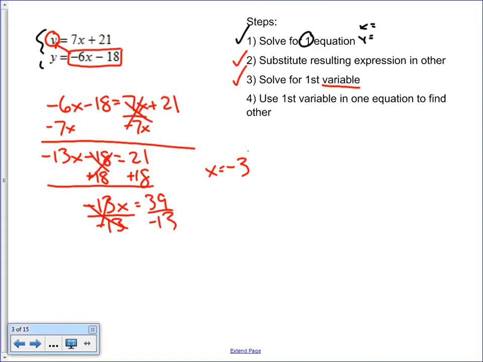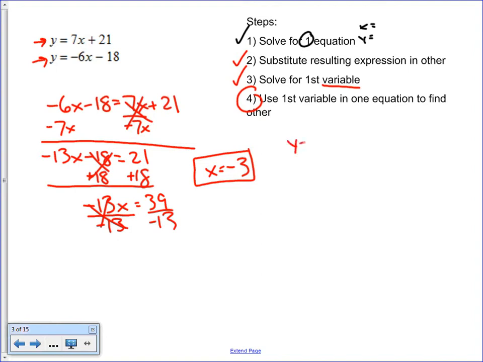So that was step 3, solve for the first variable, x equals a negative 3, but I need to find the y value. So use the first variable in one equation to find the other. So you can choose either one of the equations of your original and plug in negative 3 in for either the first one or the second one. It makes sense to actually use just the easiest one because it'll make your life a lot easier and go a lot faster. So let's choose the first one.